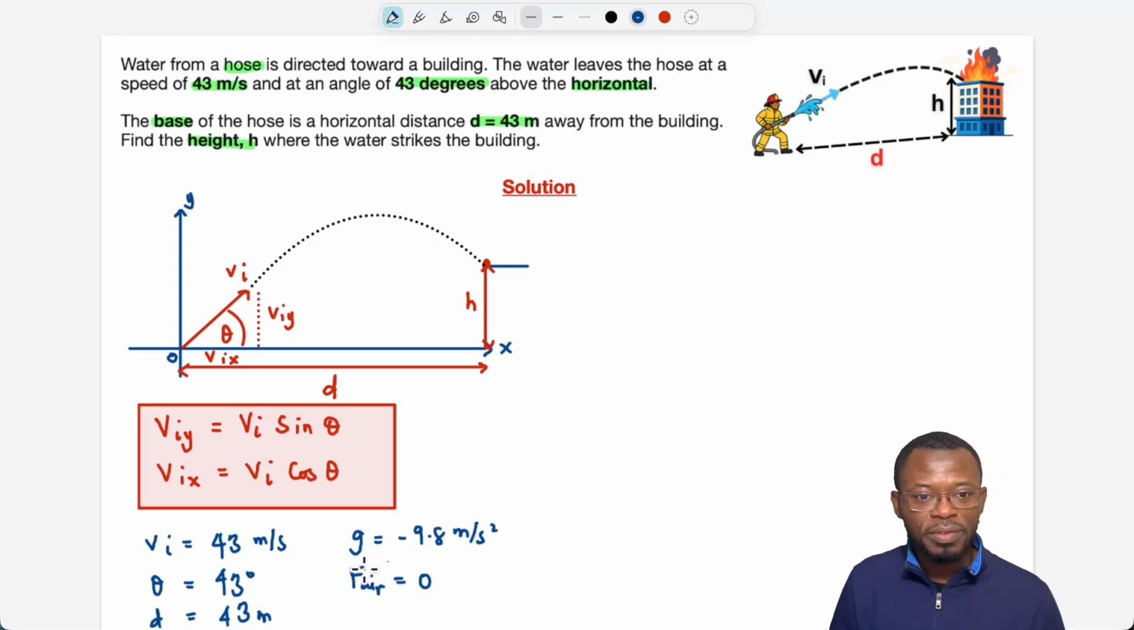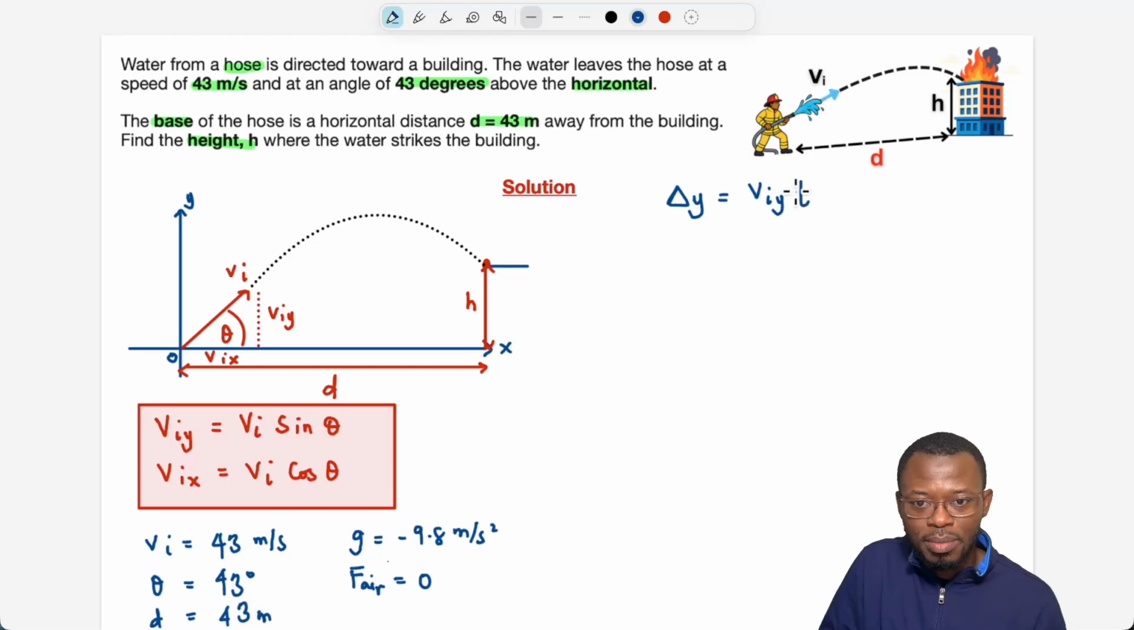The first line of attack is that we are looking for some vertical height. So we need to consider the vertical displacement equation in kinematics. That equation says that the vertical displacement traveled at any time is given by the initial vertical speed times the time minus 1/2 g, that's the acceleration of free fall, t, that's the time, squared.